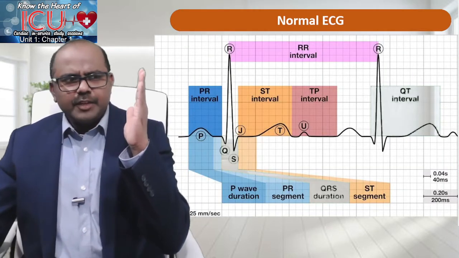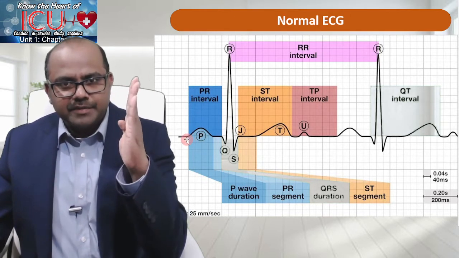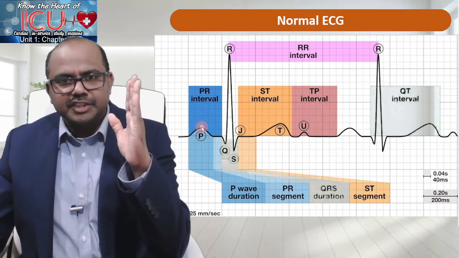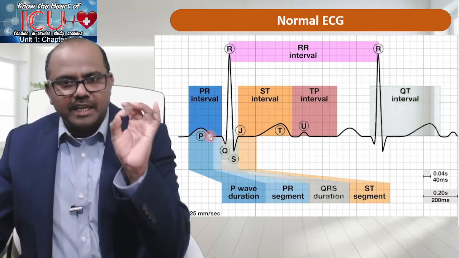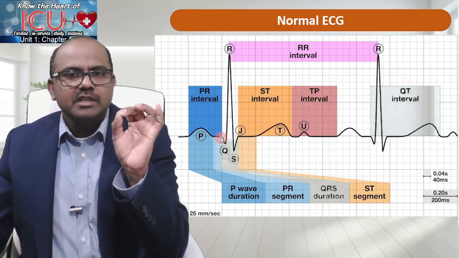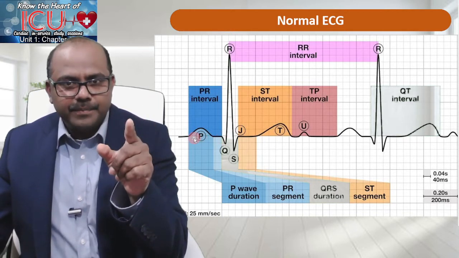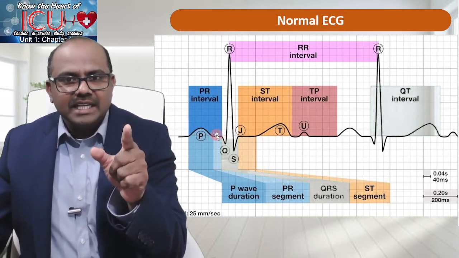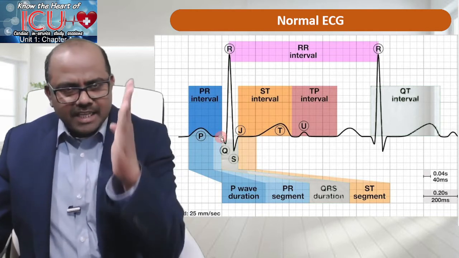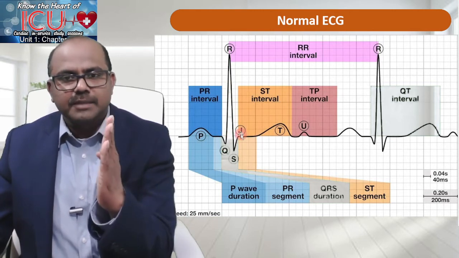So you can see here, when the SA node fires, the P wave starts. The first phase of the P wave is your right atrial depolarization. The second phase of the P wave is your left atrial depolarization. Still the impulse hasn't reached the AV node. The total time from the SA node firing till the impulse reaches the AV node is called your PR interval. Once the impulse reaches the AV node, you have your QRS complex, that's ventricular depolarization.